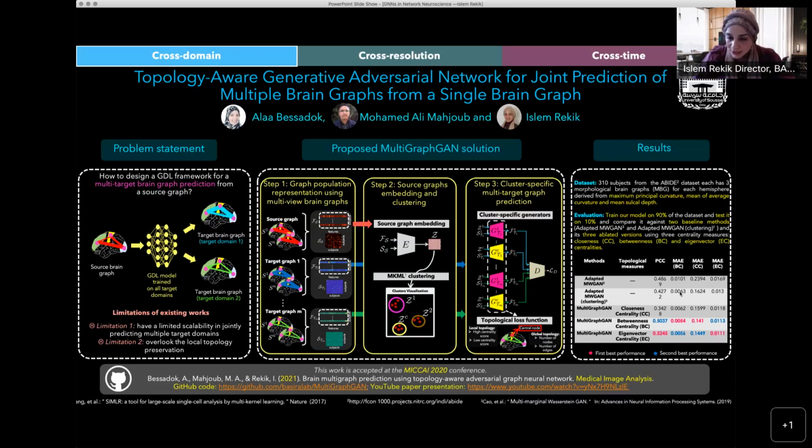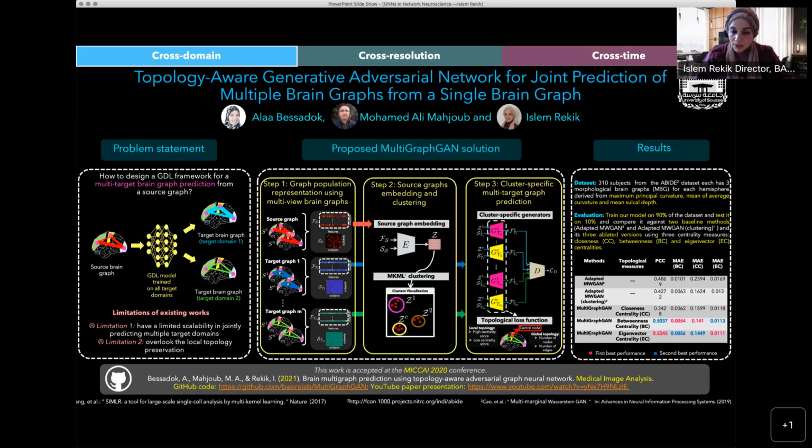So as you can see, these are the comparison methods. There weren't any methods that solved this problem before, so we took MWGAN, which was designed for images, and adapted it to graphs and evaluated it. This is the Pearson correlation, so the higher, the better. These are the MAE errors, so the lower, the better. And you have MAE in betweenness centrality, closeness centrality, and eigenvector centrality, different topological measures.